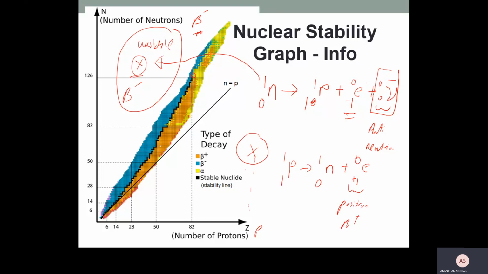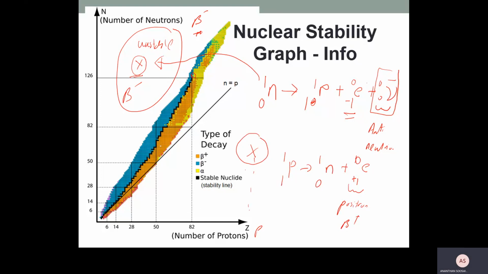Now beta has two types: beta negative, beta positive. Beta negative is an electron. Beta positive is something called a positron. A positron is a subatomic particle, same as an electron, but the only difference is the charge is positive. So positron or anti-electron? Normally we call it positron.